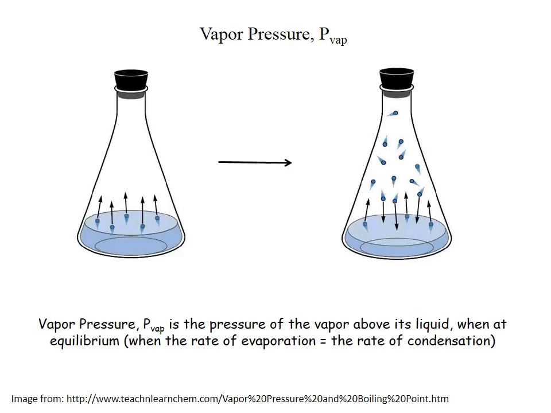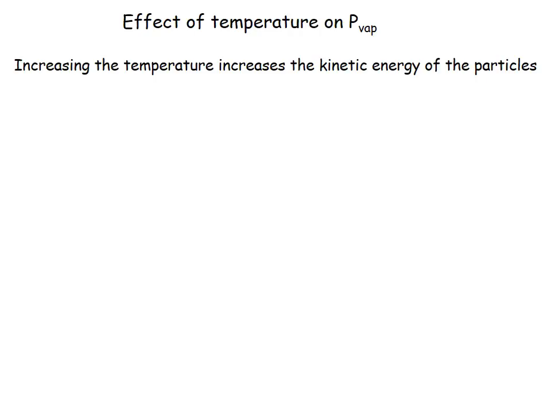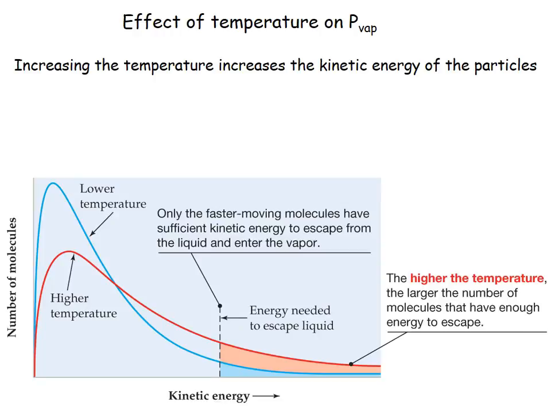Now, let's talk about boiling and how vapor pressure is related to it. So, let's talk about, first of all, if we change the temperature. If we increase the temperature, that has an effect on vapor pressure, and I want to explain why. If we increase the temperature, that increases the kinetic energy of the particles. That's something you learned about last semester when you learned about the kinetic molecular theory of gases. And I have a picture here. This is from the textbook, and I'm going to go a little bit further into this picture. I want to talk about what these lines mean.